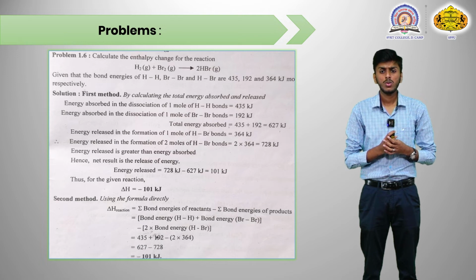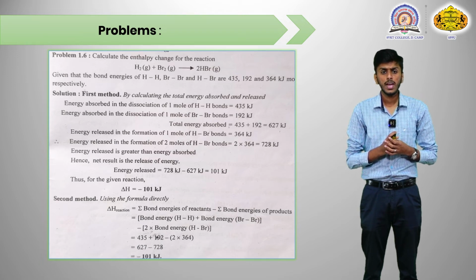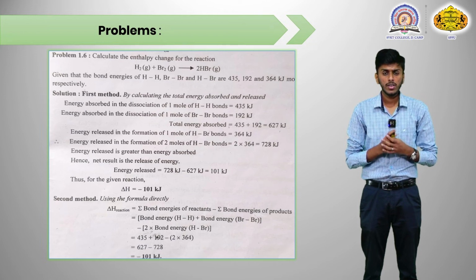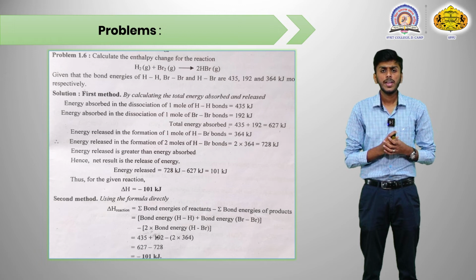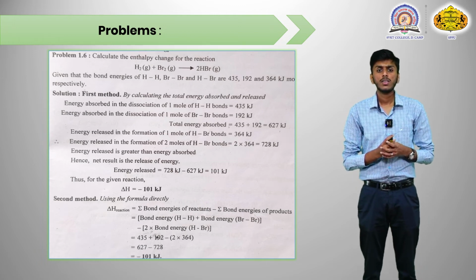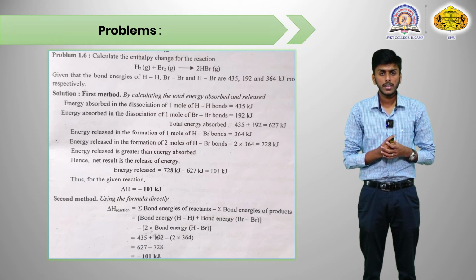728 kilojoule. Hence the energy released is greater than the energy absorbed. The net result is a release of energy equal to 728 kilojoule minus 627 kilojoule. We get the final answer as 101 kilojoule. Delta H equals minus 101 kilojoule.